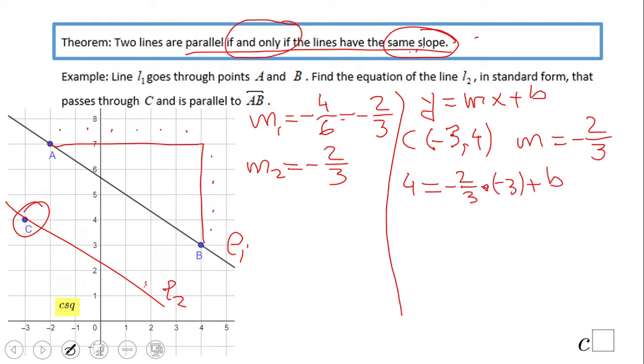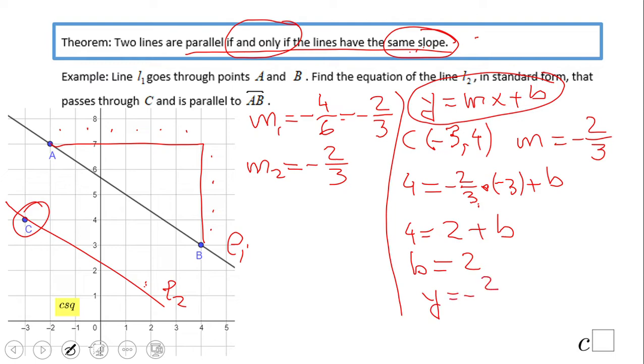Ladies and gentlemen, again, I would suggest you not to use a calculator. These 3 and these negative 3 cancel out, and we're going to get, in fact, a positive 2. Negative 2/3 times negative 3 is positive 2, plus b. So obviously b has to be 2. So going back to this form, we have the equation y equals negative 2/3 x plus 2.